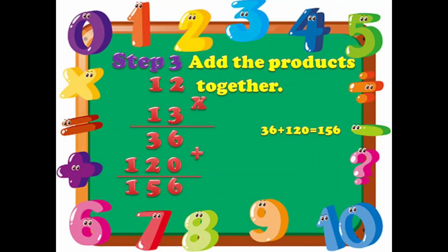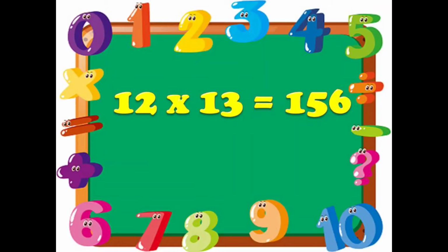The third step is add the products together. So we will add 6 plus 0 is equal to 6. 3 plus 2 is equal to 5, and then bring down 1. So 12 times 13 is equal to 156.